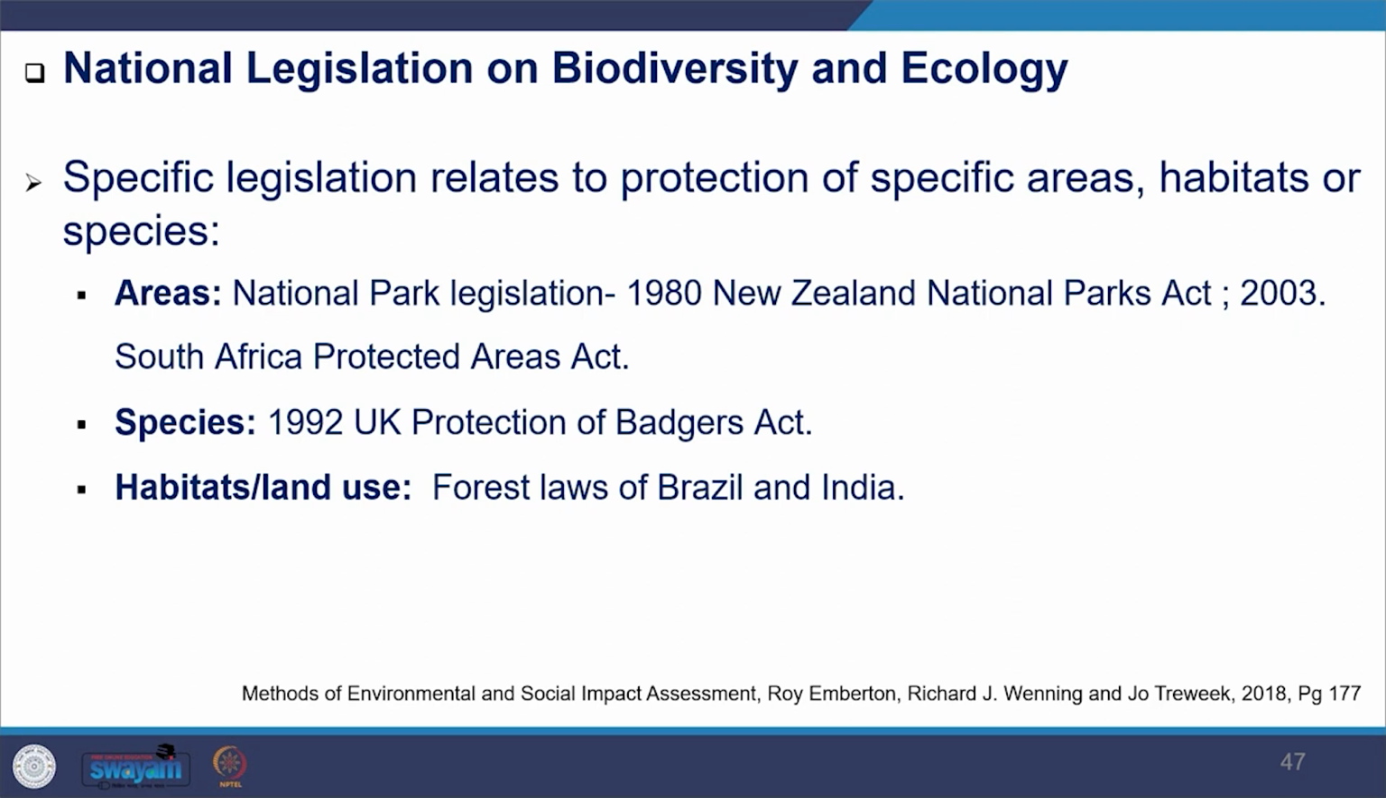So, we see that there can be legislation specifically for species. These regulations usually supplement the overarching national legislation. You can have very species specific legislation, for example, the 1992 UK Protection of Badgers Act. So it's only focusing on badgers. And then you can also have habitat or land use specific legislation. These relate to specific habitats or land uses, but have implications on ecological conservation. Examples are the forest law of Brazil, or the forest law of India.